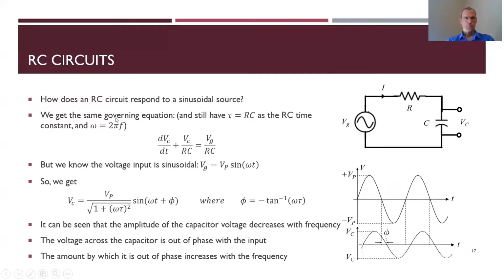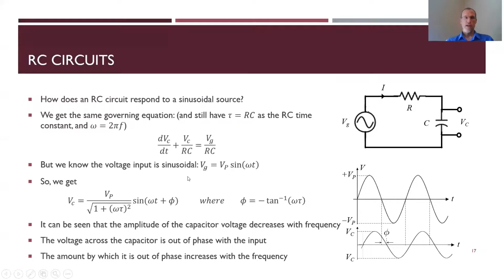And so, same governing equation. Kirchhoff's voltage law still gives us this equation. RC is still my time constant. Omega is 2 pi times the frequency in hertz. I'll call my source voltage VG as opposed to VB, so it's not a battery, it's not some sort of power source. In this case, it's my alternating sinusoidal source. So it's kind of different notation just to denote that. But other than that, same equation. But VB is no longer constant. I now have VG, which is a sinusoidal source, some peak voltage times sine of omega t.